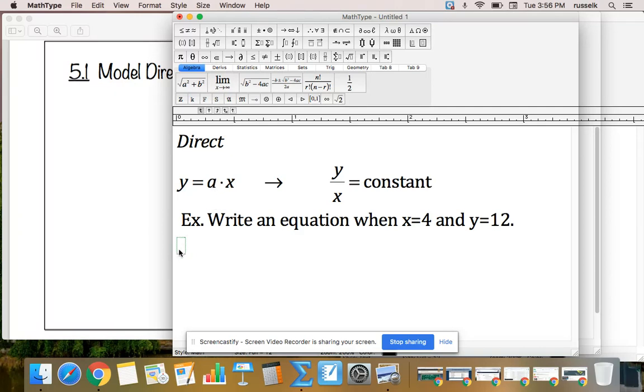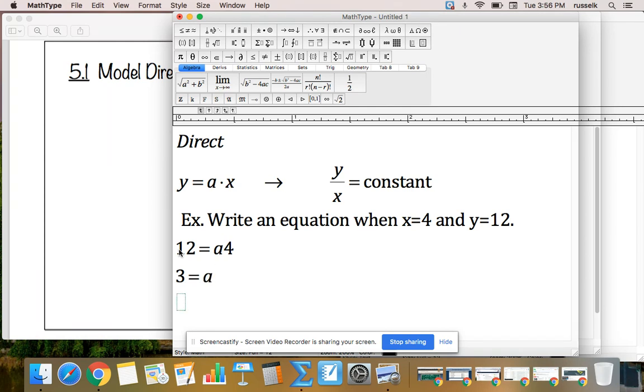So this first example shows that we need to write an equation when x equals 4 and y equals 12. Since they give us x and y, we're going to plug those into the equation. 12 equals a times x, which is 4. To get a by itself, we'd want to divide both sides by 4. So a would be 3.